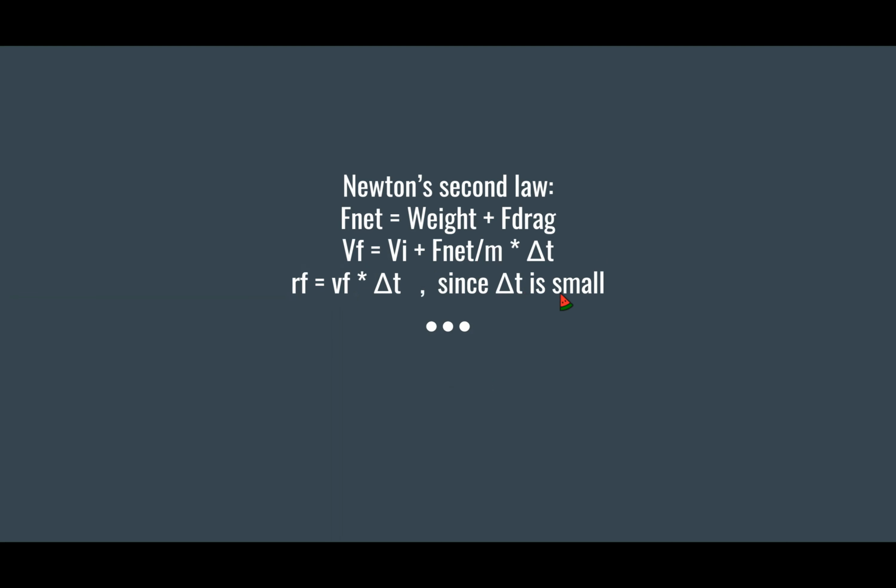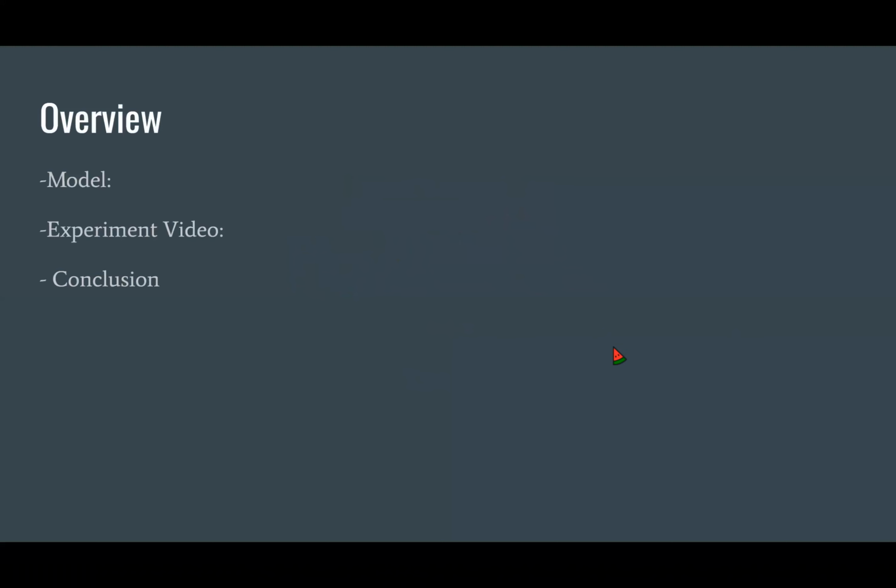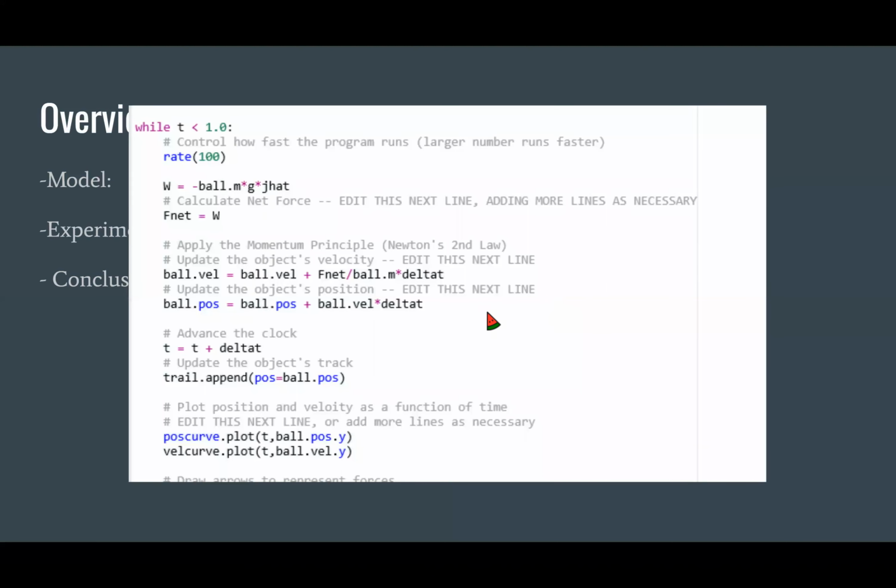And since delta t is small, in our displacement function, we know that r final is equal to V final times the delta t. Let's firstly take a look at our computational model, and then I will show you the experiment model. So this is the code for computational model one. We do not have a drag force. We have F net divided by the mass of the ball, which is equal to our acceleration.